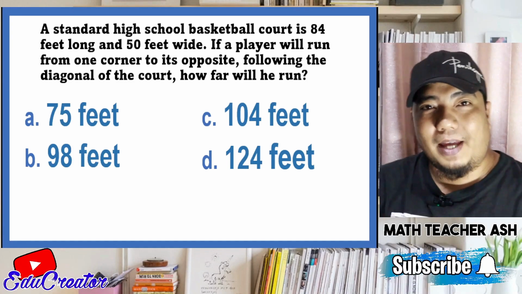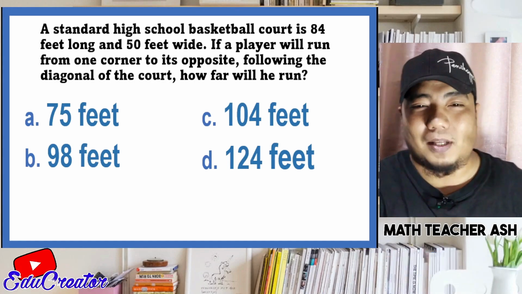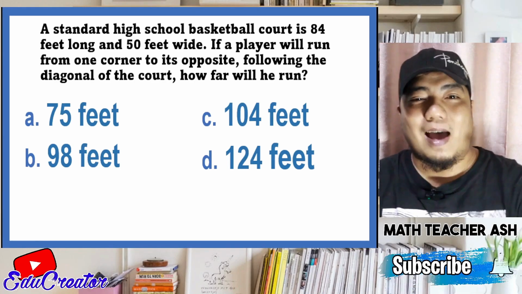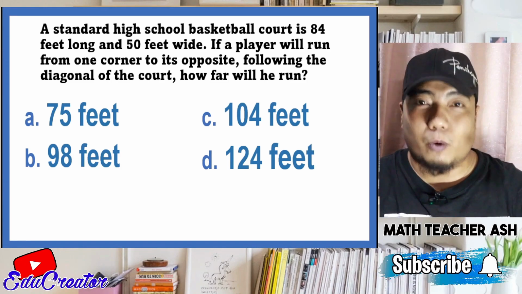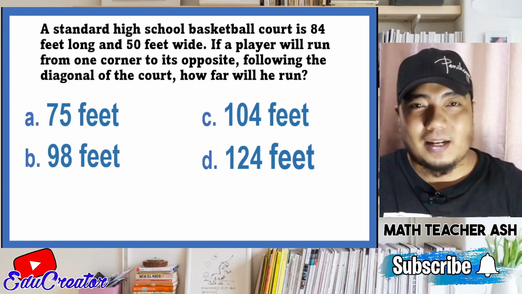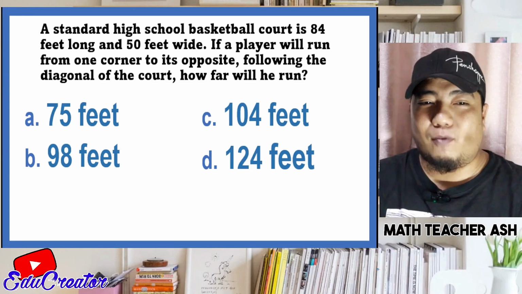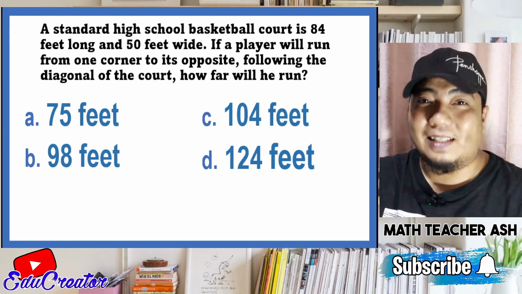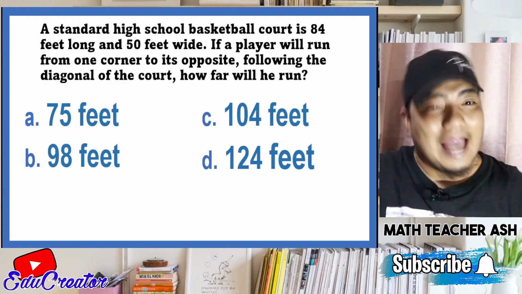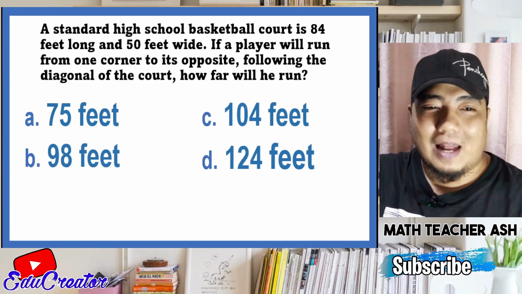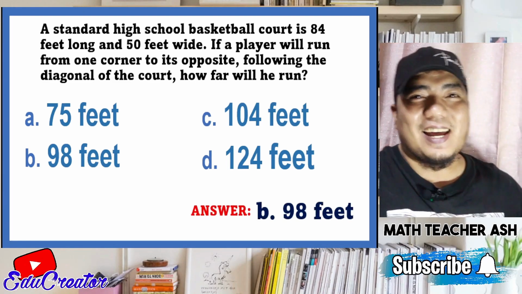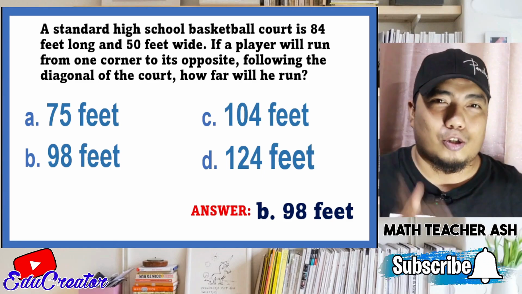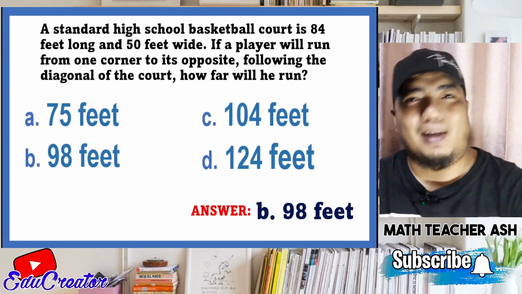So just applying the Pythagorean theorem, my dear math learners, that is c squared is equal to a squared plus b squared. You have c squared is equal to 84 squared plus 50 squared, and by simplifying 84 squared and 50 squared, then adding them and then getting the square root of the answer, basically you will have the final answer as 98 feet. Okay, so that is how you solve for this question, my dear math learners.